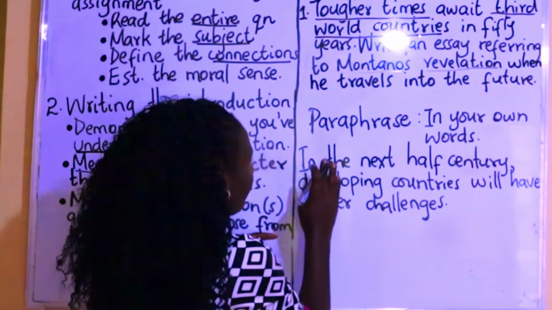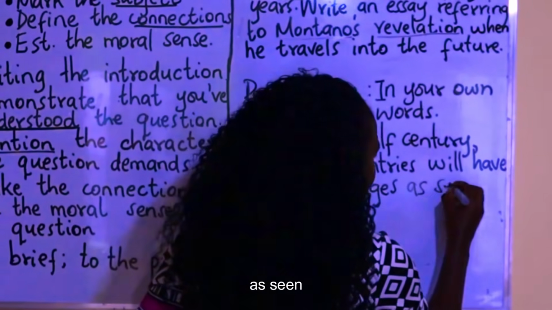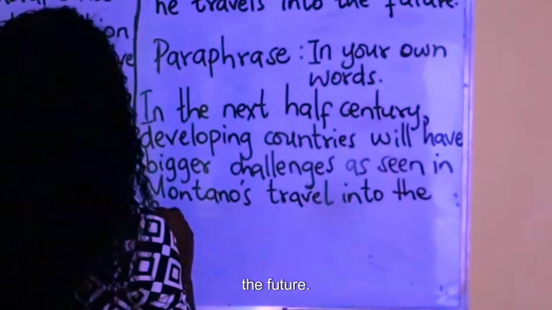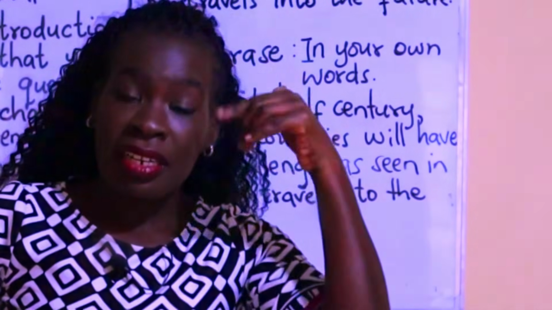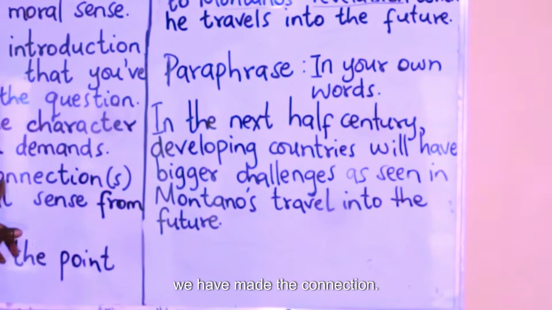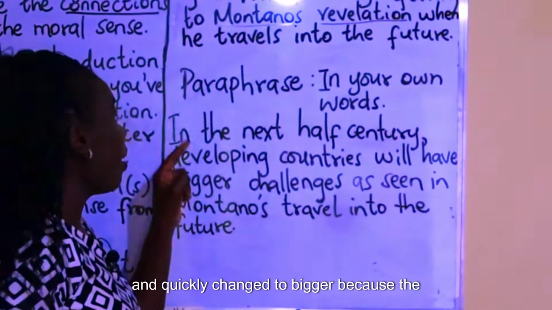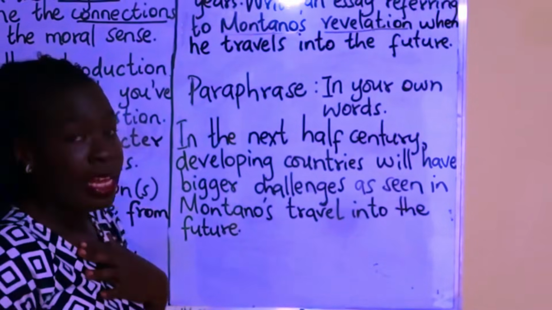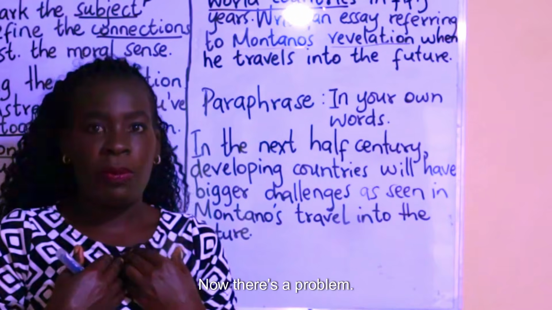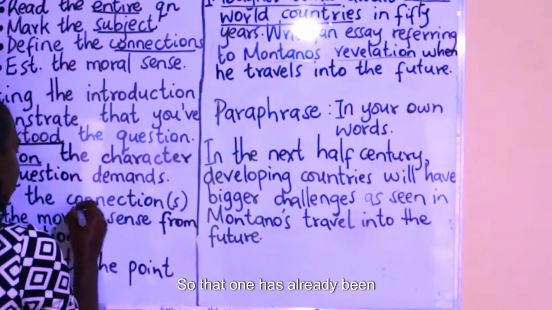In the next half century, developing countries will have bigger challenges as seen in Montano's travel into the future. Another thing that we have already done subconsciously while we were interpreting that question, we have made the connection. Remember, I almost wrote big here and quickly changed to bigger because the question demanded us to do a comparison of now and the future. Now there's a problem. In future, there will be bigger problems. So that one has already been achieved.